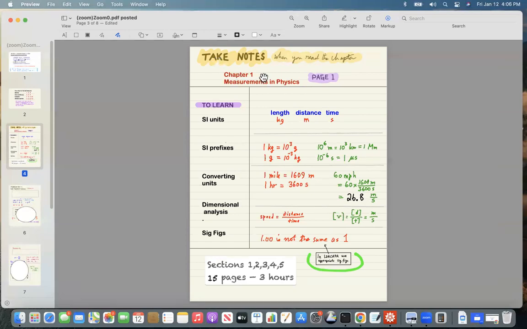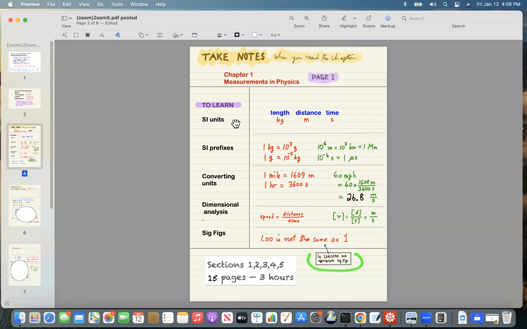So this first chapter is on measurements. It's really just a review of math. There's not very much physics in this first chapter. It's mostly just math. But physics is a mathematical science. It concerns quantitative measurements. So some of the things you need to learn is how to describe measurements.